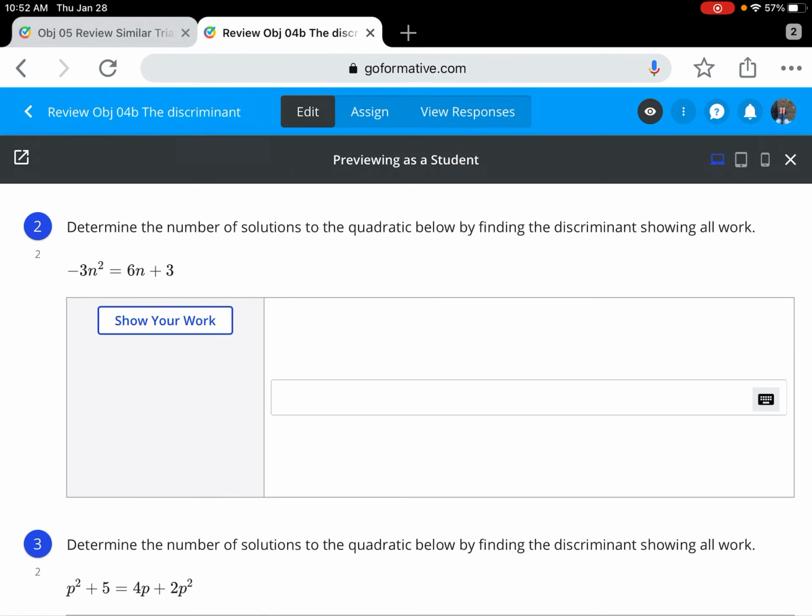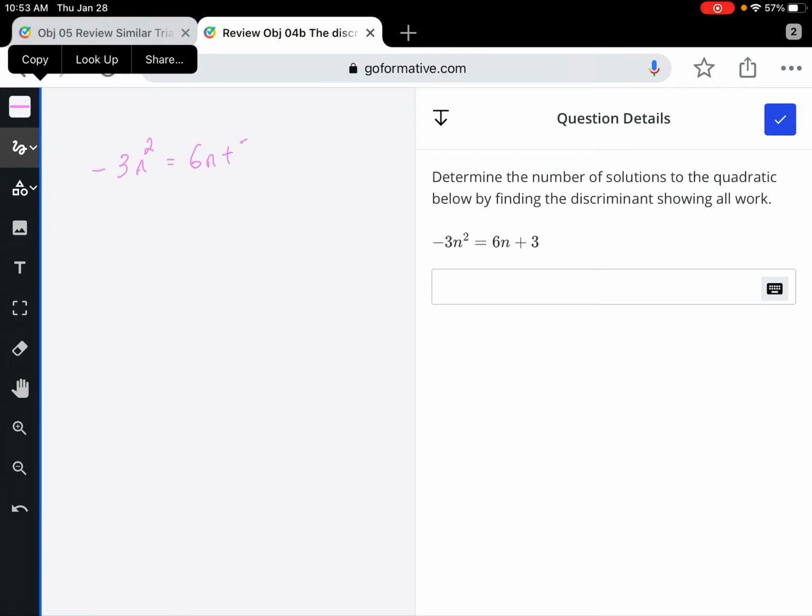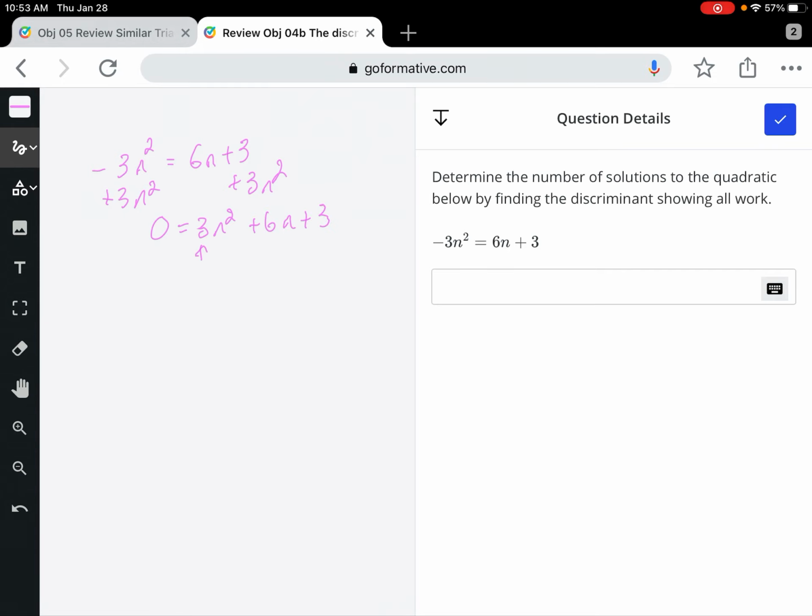Number 2, determine the number of solutions by finding the discriminant, showing all work. For this one, you're going to do the same thing. Make sure you set it equal to 0. This is 3n squared is equal to 6n plus 3. It doesn't matter which way you do it. I'll do it both ways. You could have subtracted 3n squared. So this would have been 0 is equal to 3n squared plus 6n plus 3, and a in this case would have been 3, b would be 6, and c would be 3.